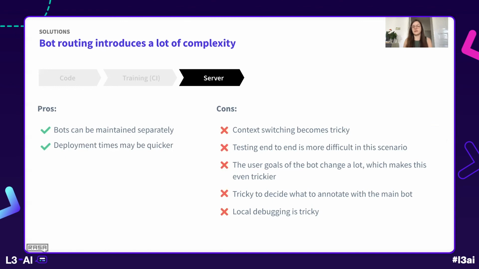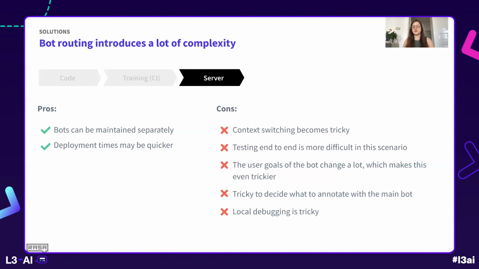That just becomes a lot more complicated. Then, like I already mentioned a lot of times, testing is super important, making sure your bot works from start to finish. That's going to be a lot more difficult in this scenario as well. Because there's all this routing involved, you can't just write simple end-to-end tests anymore. You have to make sure that the routing system works and that the bot gets sent to these different subbots consistently. And because the user goals of these bots will probably change a lot since you're making a lot of updates, that makes it even trickier.